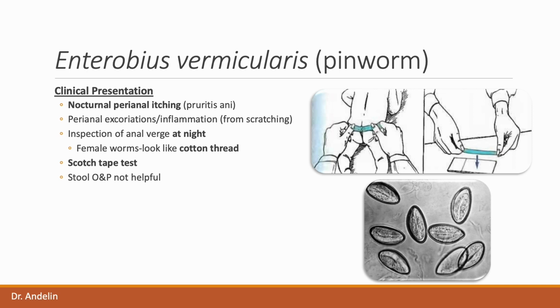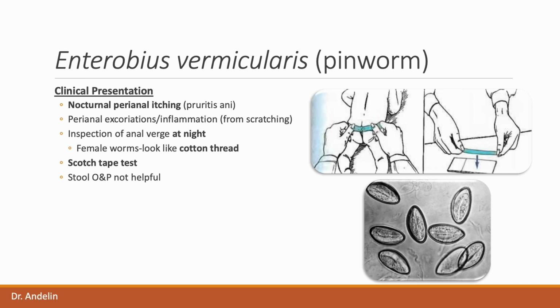Enterobius vermicularis is a common cause of nocturnal perianal itching, also known as pruritus ani, most often seen in school-age children. On inspection of the perianal area, you may see excoriations and inflammation. When inspecting at night, you may see female worms that appear as thin, white, cotton-like threads at the anal verge, where the end of the anus meets the skin. Often during the day, the worms may disappear back up the anus and cannot be seen.